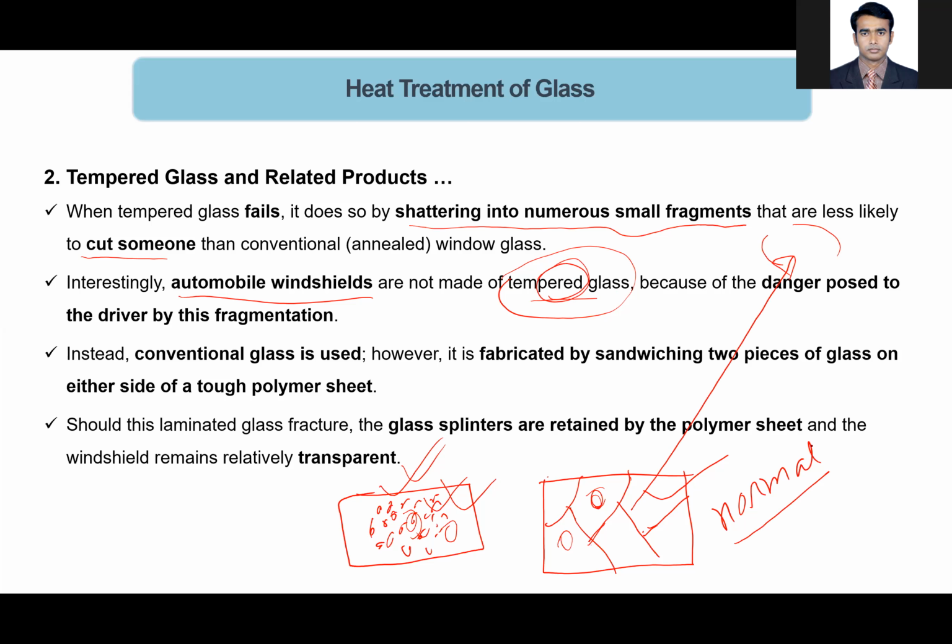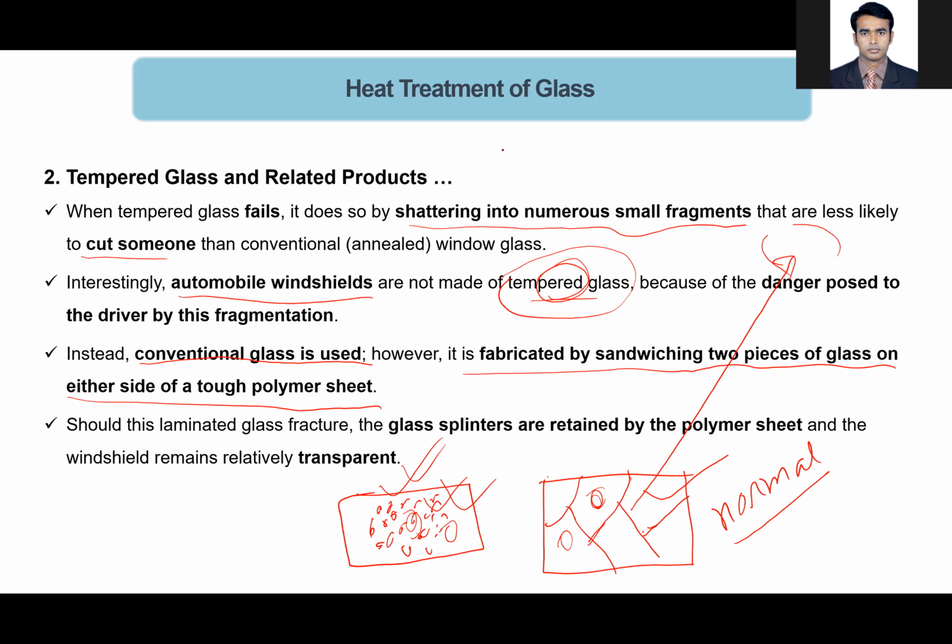But the other glasses are actually not tempered glass or normal glass. They are laminated glass. Conventional glass is used, however it is fabricated by sandwiching two pieces of glass on each side of a tough polymer sheet. That means it is not actually just glass, it's a composite, a sandwich structure.